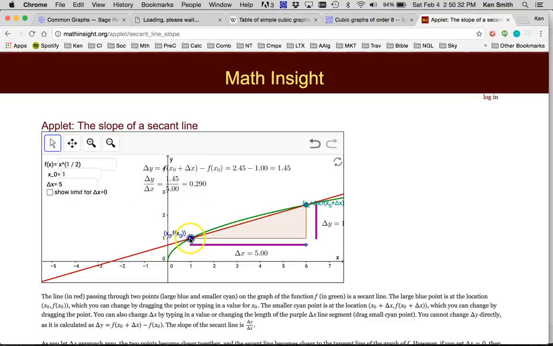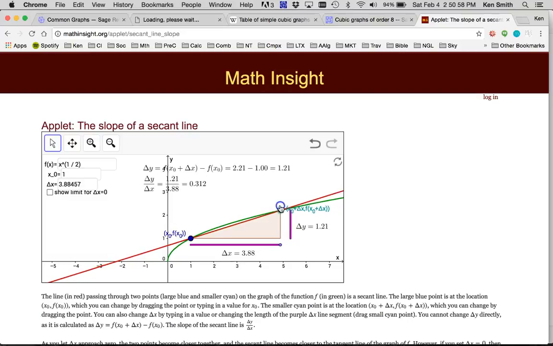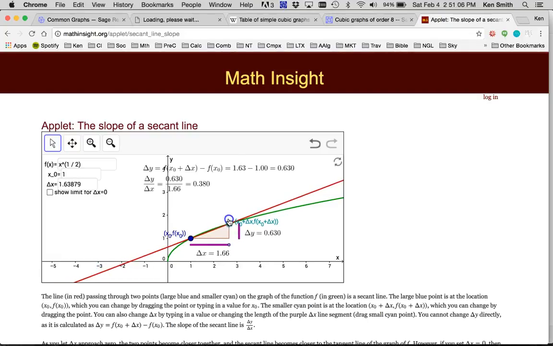If my point P is at (1, 1) and point Q is at (6, 2 point something), it appears that the slope is about 0.290. What is the slope of my green curve right at this purple dot? I want to know what the slope of the green curve, the square root function, is at the purple dot, and I can get an approximation by moving the second point, Q, closer. As I do that, notice that the slope numbers change. I'm now at 0.315, 0.333, and so on. These slopes are getting closer and closer to the true value.